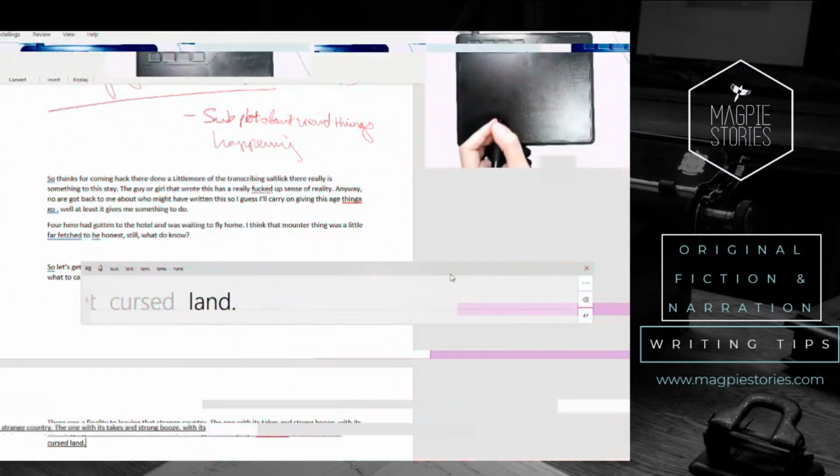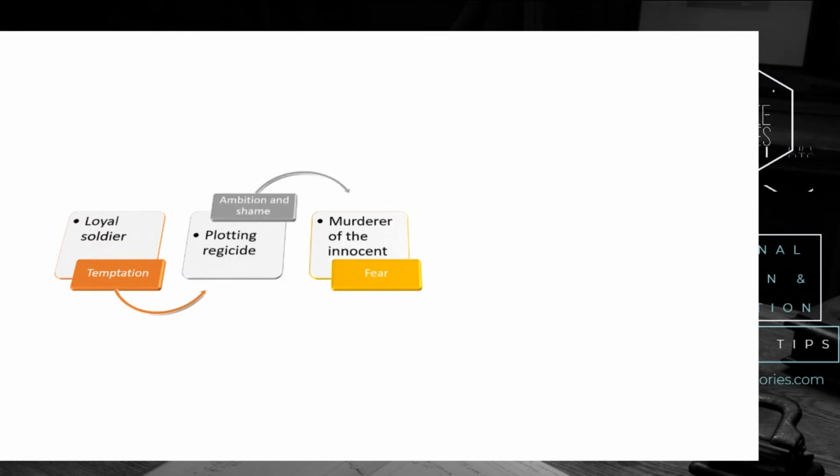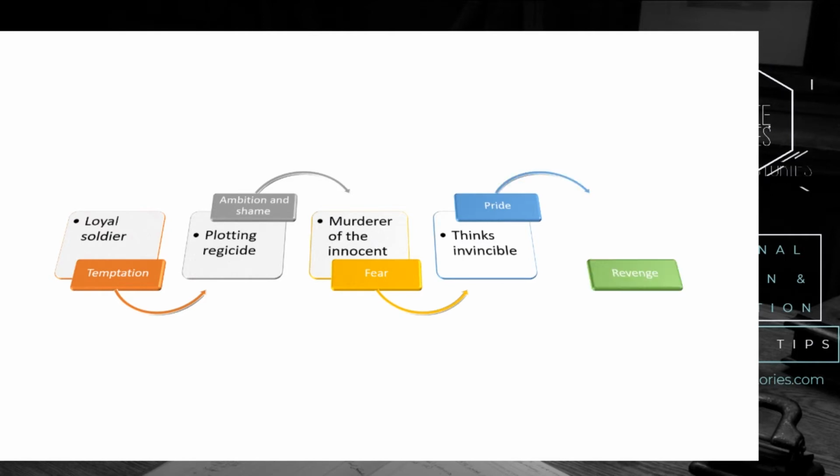Let's take Macbeth's character arc, which is completely dominated by his vaulting ambition. He starts off as a loyal soldier. He is then tempted and he plots regicide, the killing of his king, the worst crime possible. He then has this idea of ambition and then this idea of shame. He murders innocents, and from that he becomes afraid of the repercussions of this.